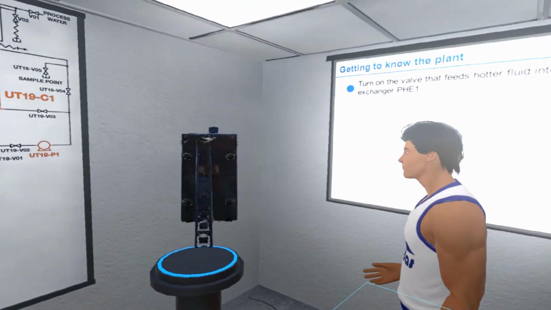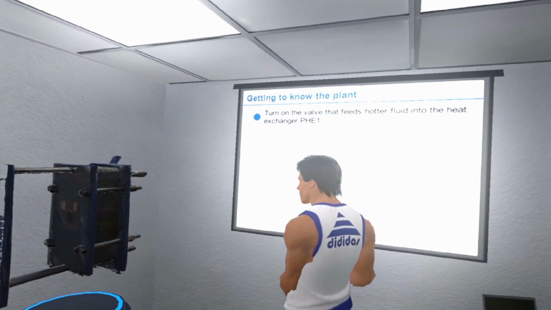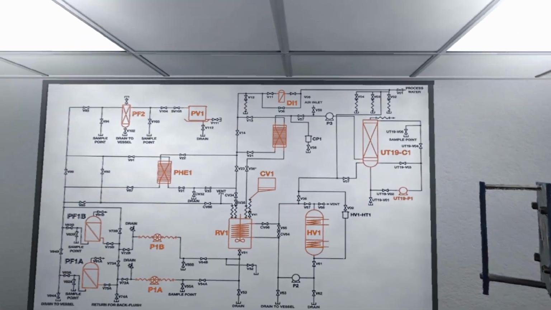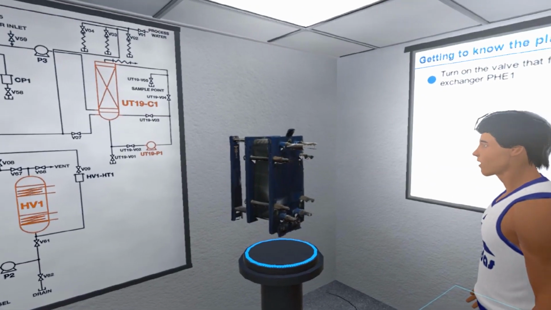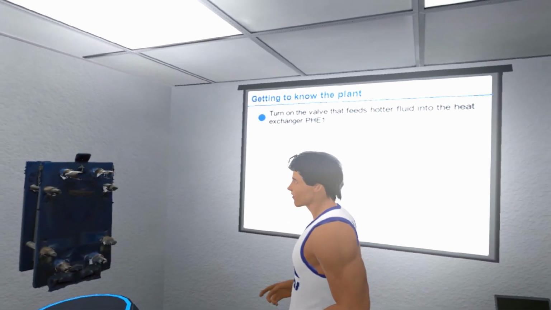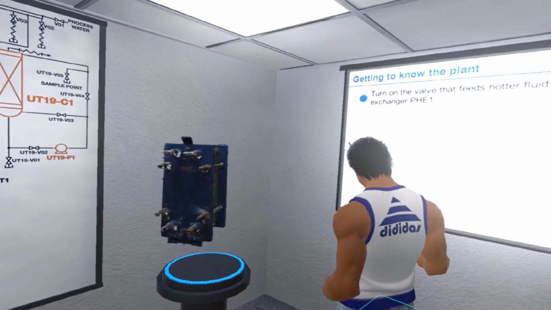Turn on the valve that feeds hotter fluid into the heat exchanger PHE1. This is a heat exchanger PHE1. It preheats the process water feed and cools down the product stream, which leaves the reactor.